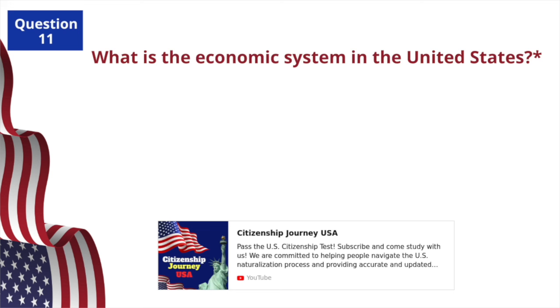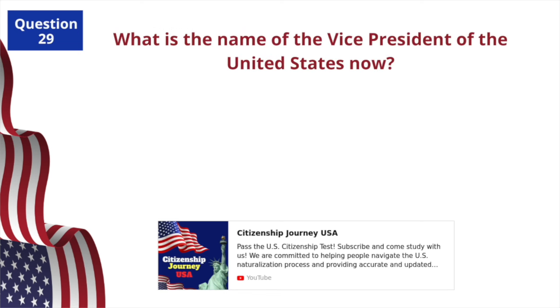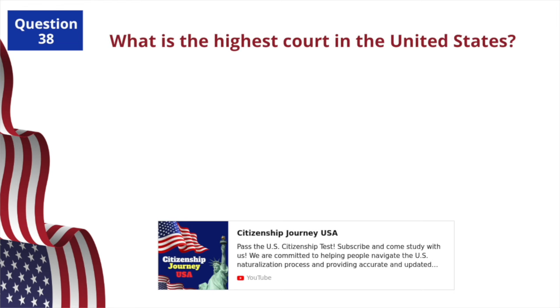What is the economic system in the United States? Market economy. What is the name of the Vice President of the United States now? Kamala Harris. What is the highest court in the United States? The Supreme Court.